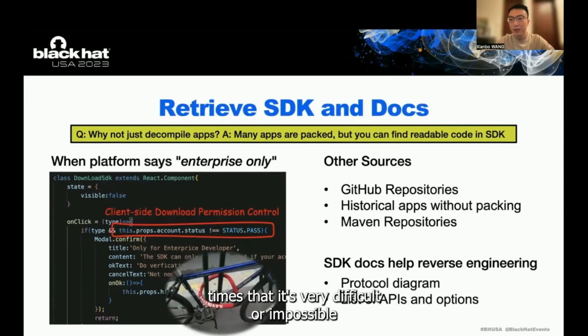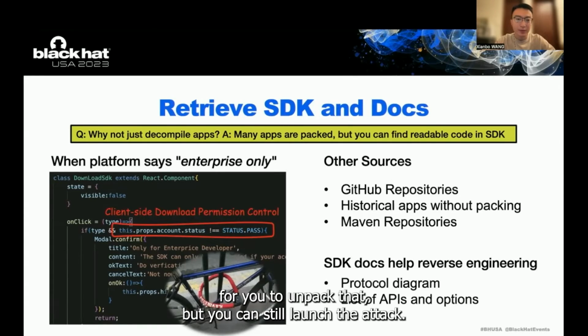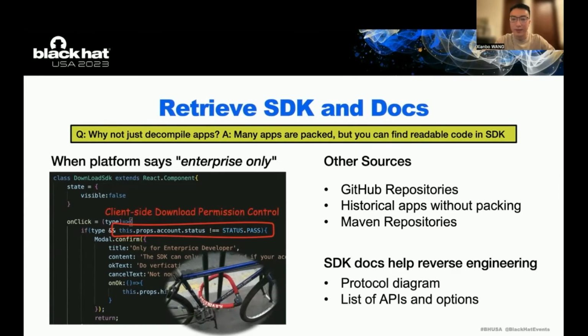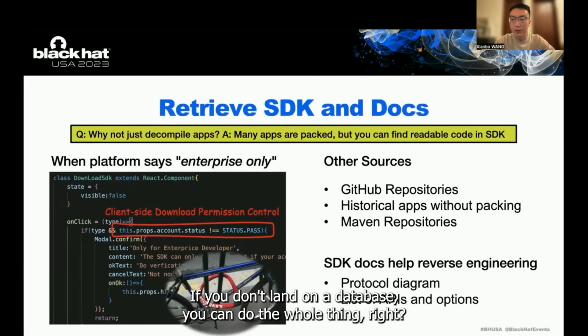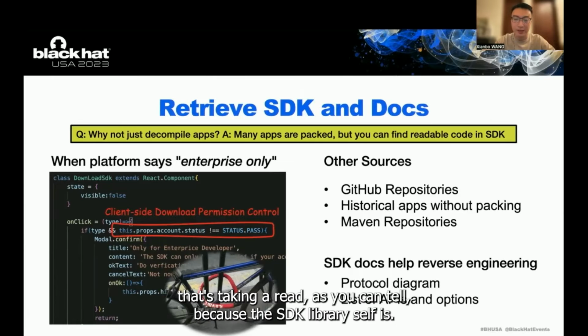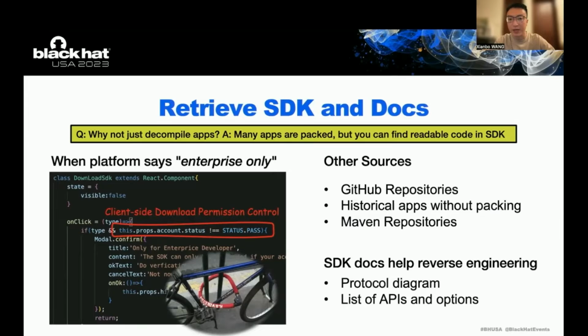But at other times, it is very difficult or impossible for you to unpack the app. But you can still launch the attack. If you know where the vulnerability is, you can do the hooking, right? So how can you analyze where the vulnerability is? You can just go to the SDK website, download the SDK and read the SDK code, because the SDK library itself usually is not packed.